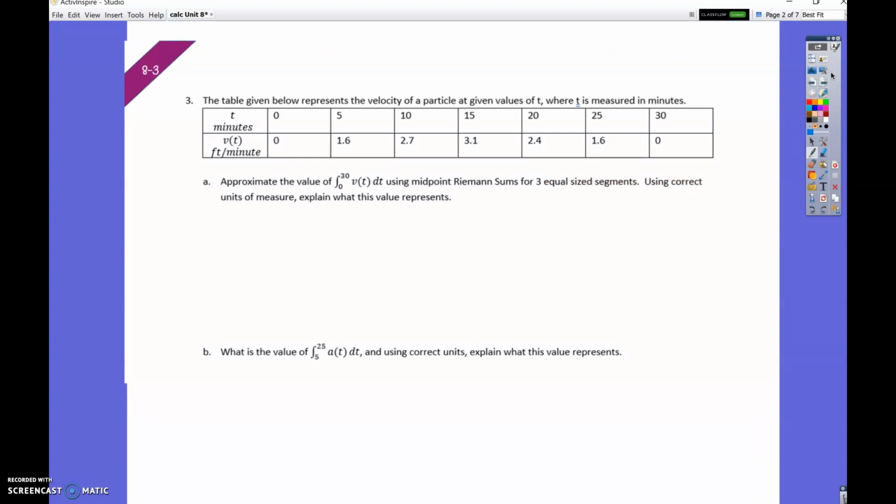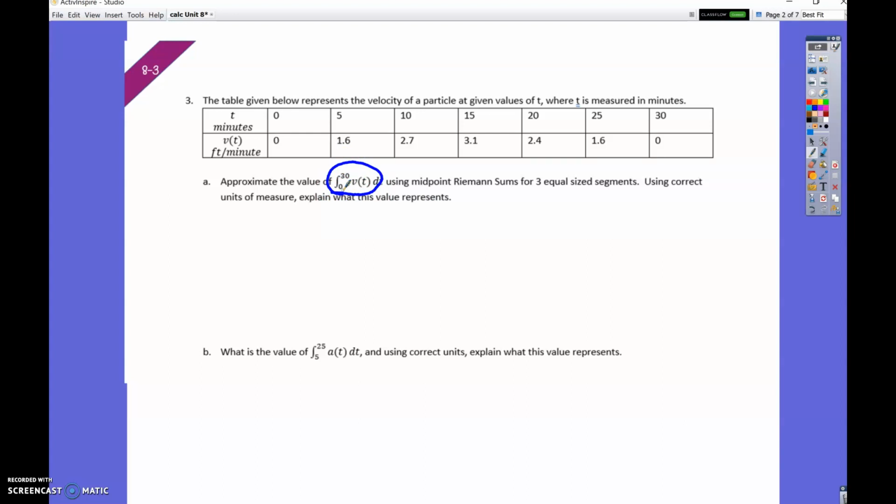So now we're going to look at a table. This takes us back to that idea of when we used to use rectangles for the area under the curve or trapezoids. We're given a velocity of a particle. So it's how fast a particle is traveling at any time. These are little snapshots, if you will. They want us to approximate the value of the integral of velocity from 0 to 30 using a midpoint Riemann sum. So here we're going to tie in our first idea of integrals being area to our now idea of integrating velocity, and we'll talk about what that finds us.